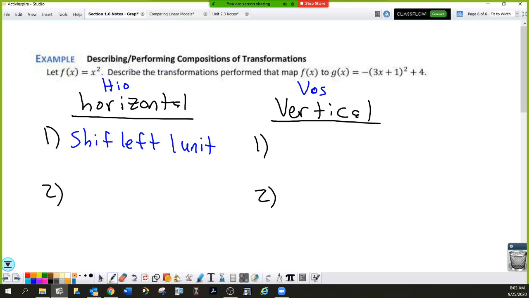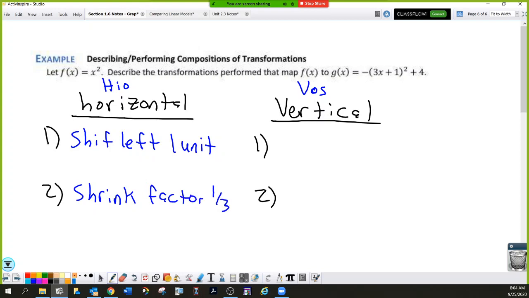And after the shift left 1 unit, then you would describe what that 3 is doing. That is a multiplication. All multiplications are stretches or shrinks. Inside changes are opposite, though. So we describe that as a stretch or a shrink. Shrink factor of what? Very good. So we have a shrink factor 1/3 because you use the reciprocal.